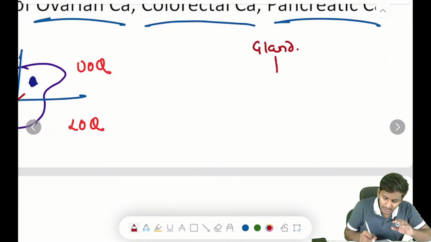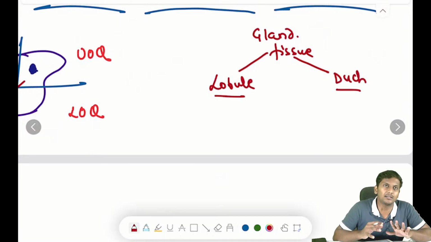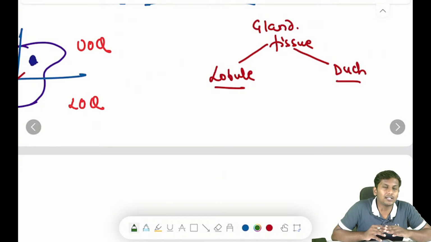Glandular tissue is definitely present, first in the lobule and second in the duct. The glandular tissue in the lobule is nothing but your alveoli, and it is also present inside the duct. Important: if a cancer arises from the lobules, it will be called lobular carcinoma, and if a cancer arises from the ducts, it will be called ductal carcinoma.